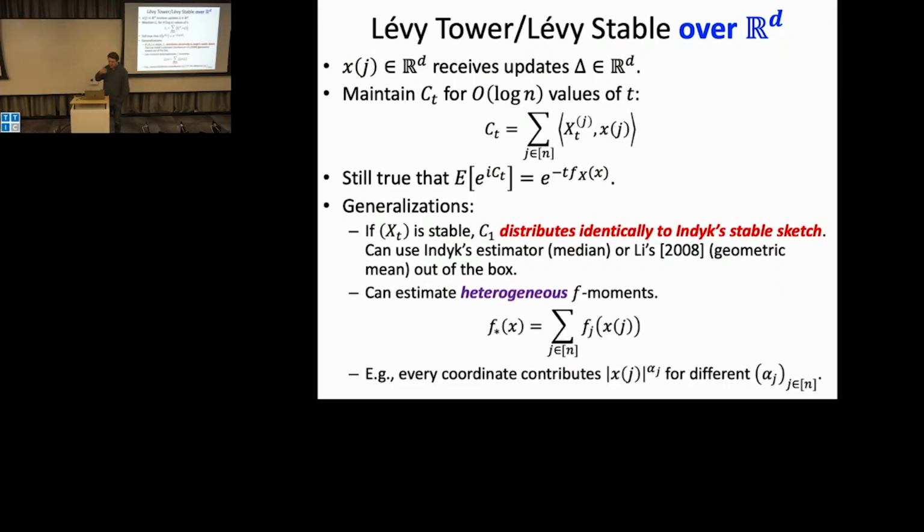You can also do a bunch of other weird things. You can do heterogeneous f moments. You can say for every part of your vector, I care about a different alpha moment. This one I care about whether it's non-zero or not. This one I care about the second moment. This one I care about the first. You can just do that across the entire vector, and this sketch will still estimate that. It doesn't need to do anything special to think about all these different values of alpha.